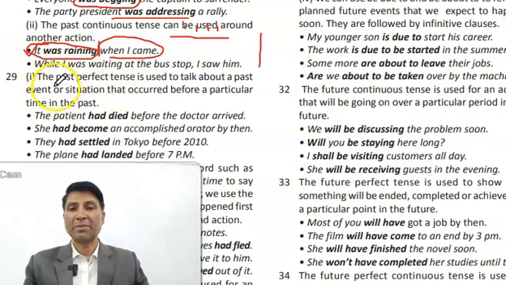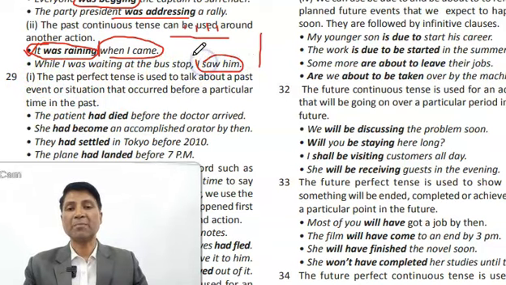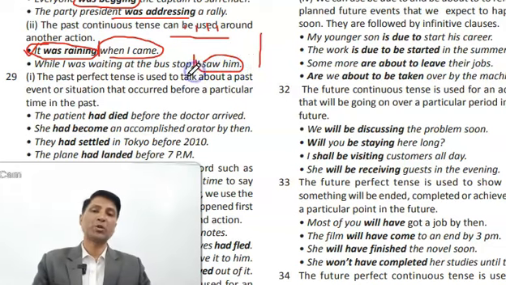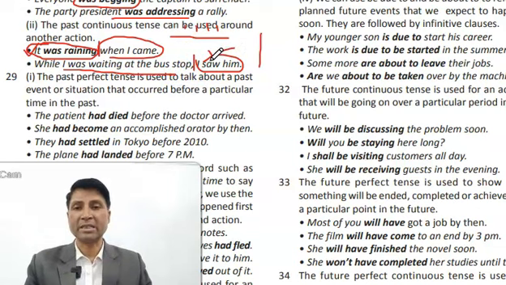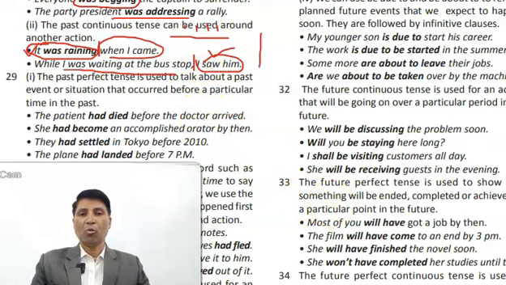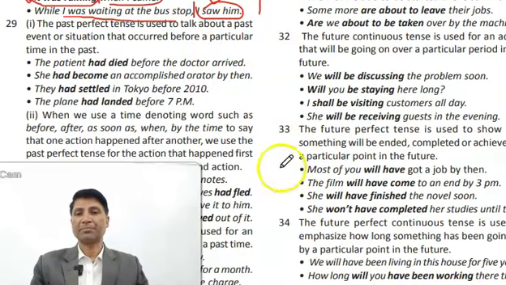Look at another example. While I was waiting at the bus, I saw him. So again, in this example also you can understand that two actions are taking place at the same time, the action of waiting at the bus stop, and the action of seeing. So the past continuous tense is used with simple past tense. Moving on to the uses of the past perfect tense.